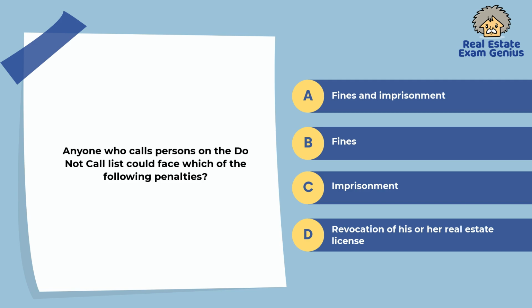Anyone who calls persons on the Do Not Call list could face which of the following penalties? Fines and imprisonment. Fines. Imprisonment. Revocation of his or her real estate license.